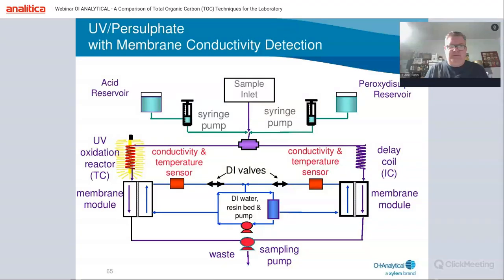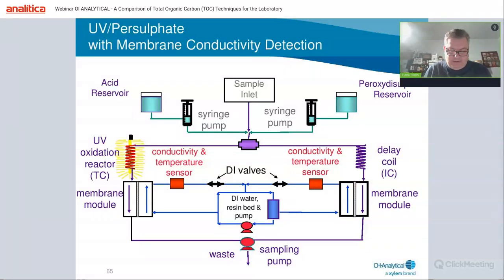This is an example of a UV persulfate with membrane conductivity detection, and this has a lot going on here. This is the flow path of this apparatus. As alluded to earlier, some techniques must use TOC by subtraction methodology for TOC determination. This is the technique that does that. The basic mechanisms for TIC removal by acidification, and oxidation of organics with UV light and persulfate, are the same as in other techniques. What is different is that each reaction step has its own conductivity detector.